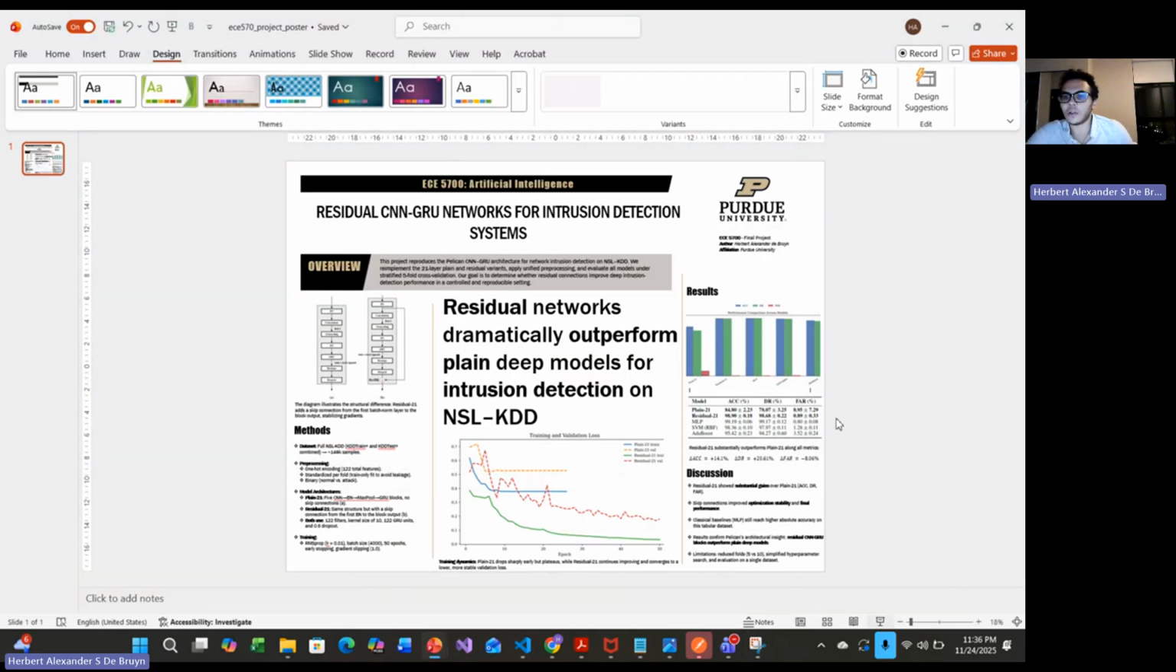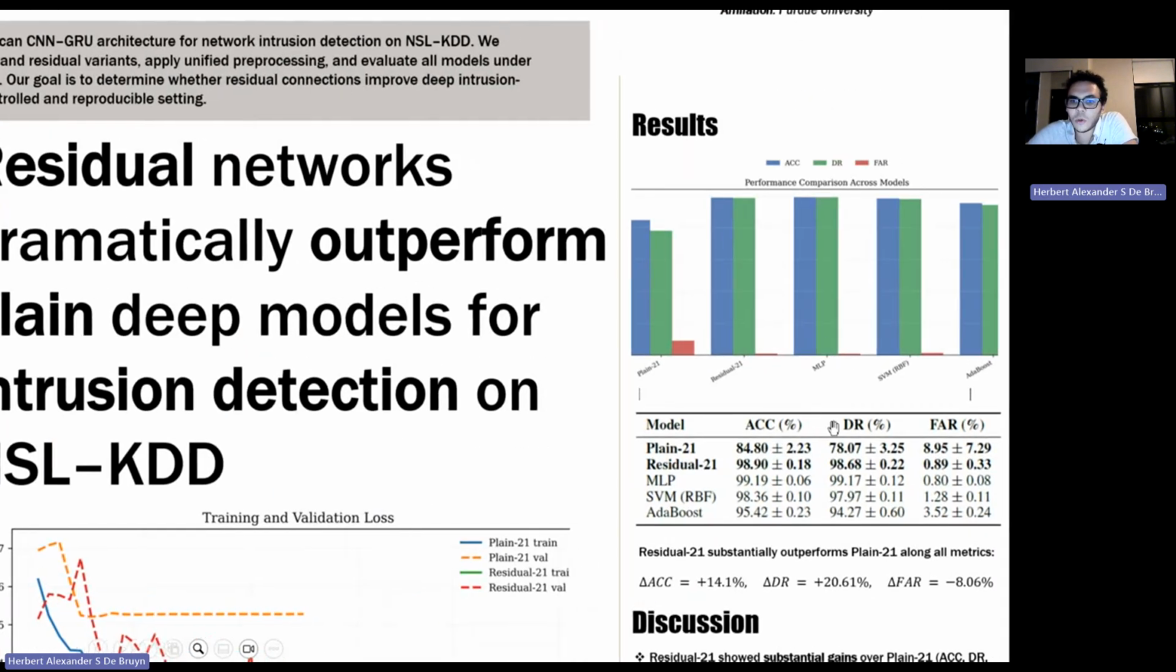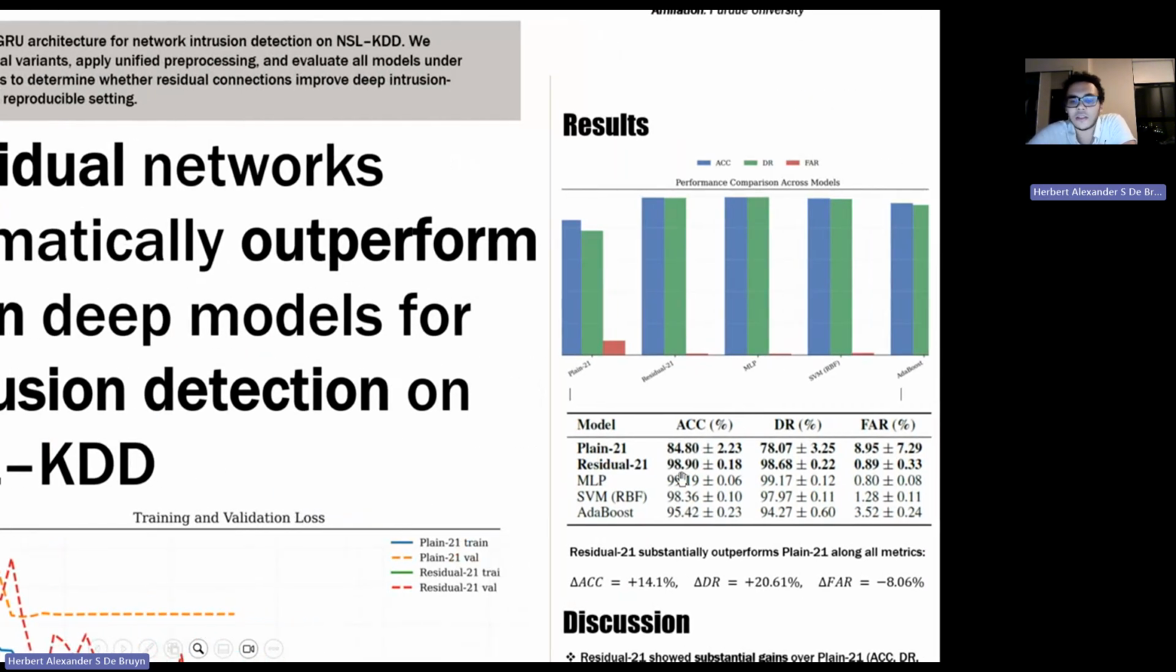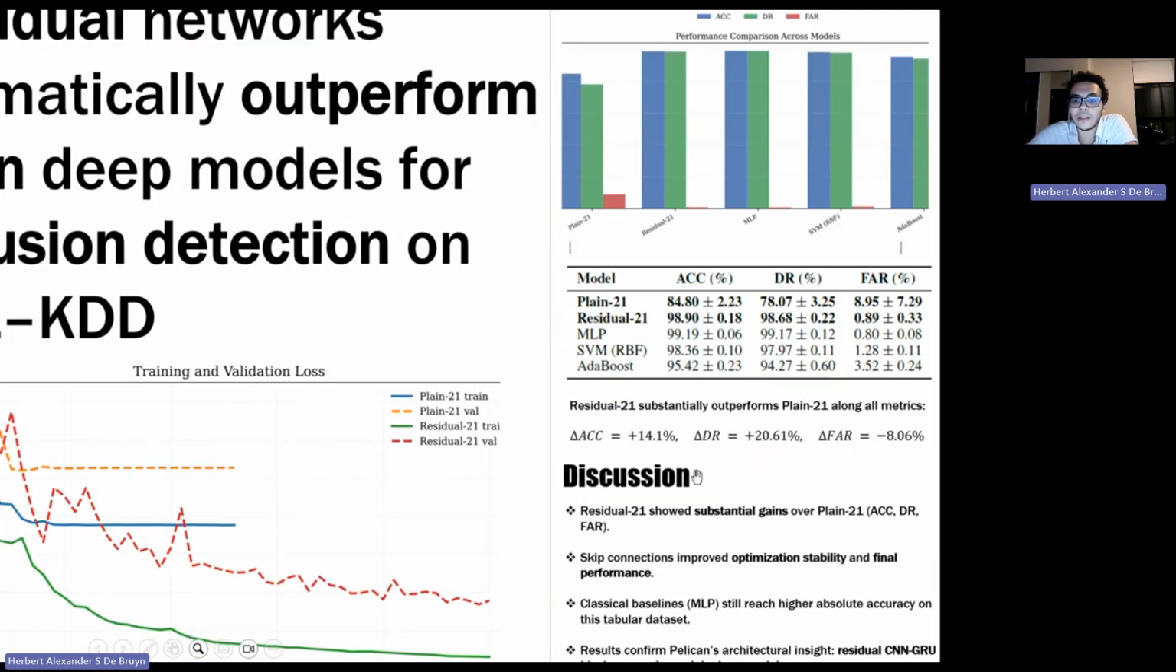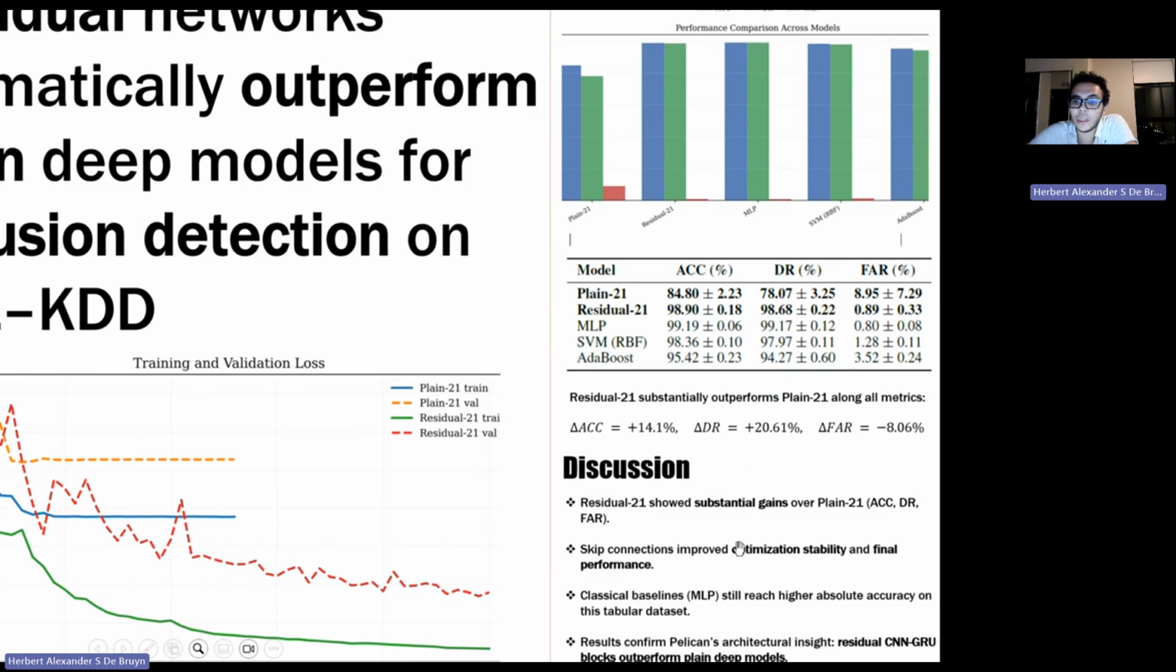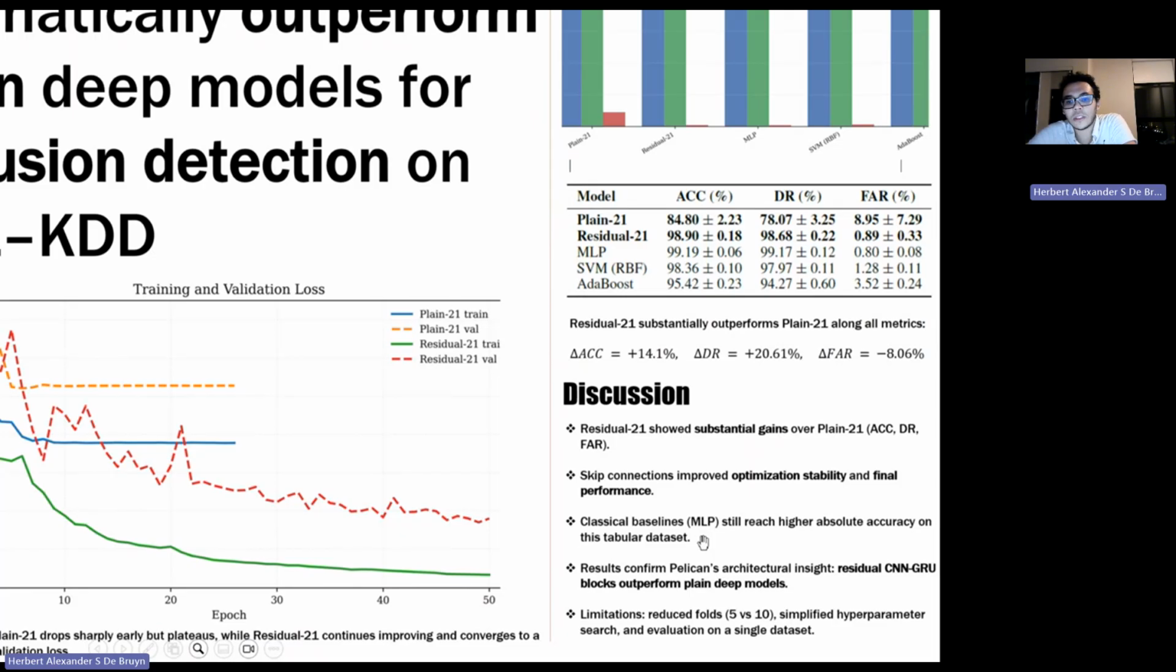Then, discussing the results, the residual 21 significantly outperforms the plain 21 by 14.1% on accuracy, 20.61% on the detection rate, and 8.06% in false alarm rate. However, the best overall model was one of the classical baselines, the MLP, which reached a higher absolute accuracy on this tabular dataset, which is good. But overall, it was higher than expected.